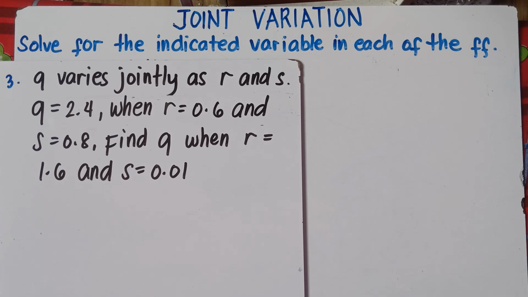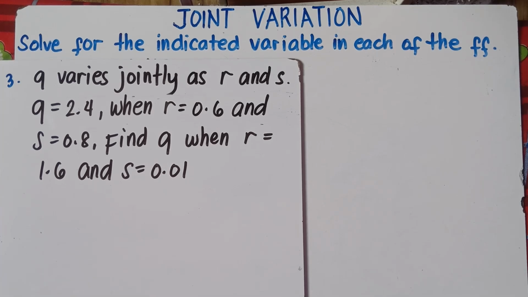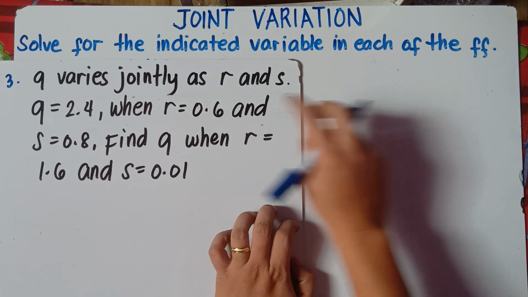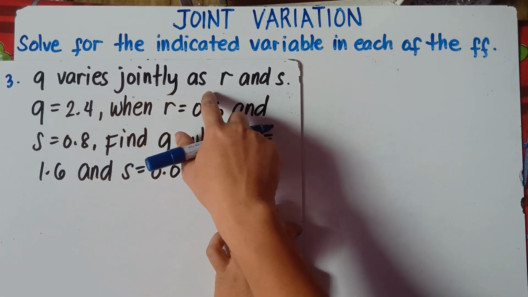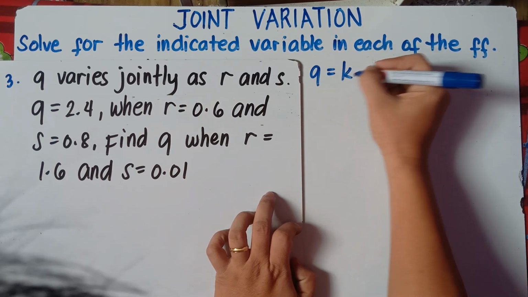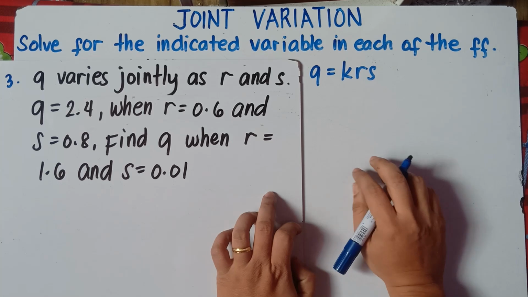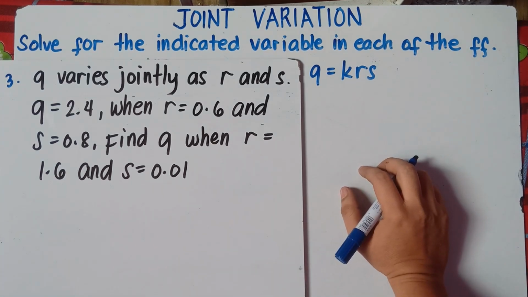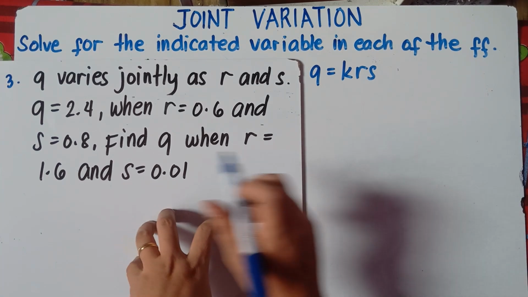So this will be quite complicated, class, since we're dealing with decimals. Alright, do not worry, class. We will be explaining this one step by step. So first thing, you write the equation. Q varies jointly as R and S. So you can write that as Q equals K times R times S. So Q equals KRS.